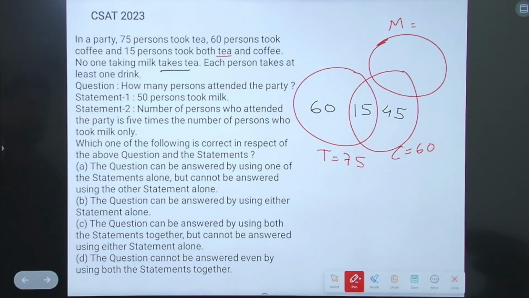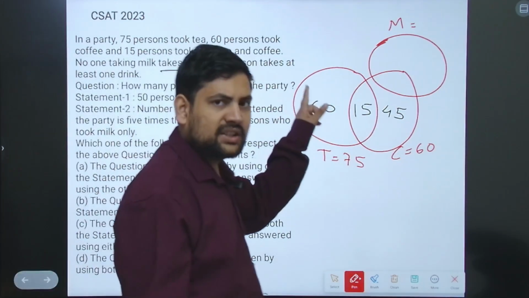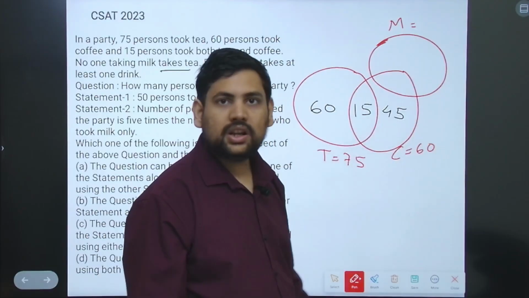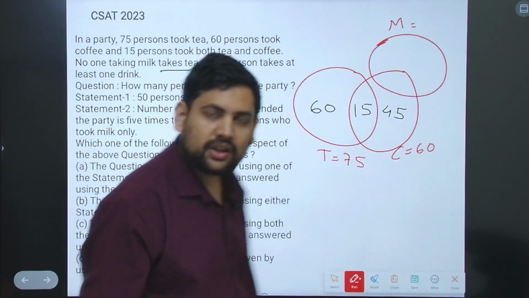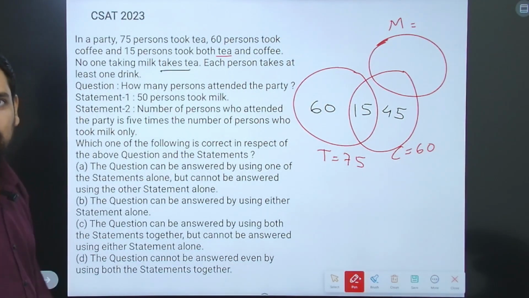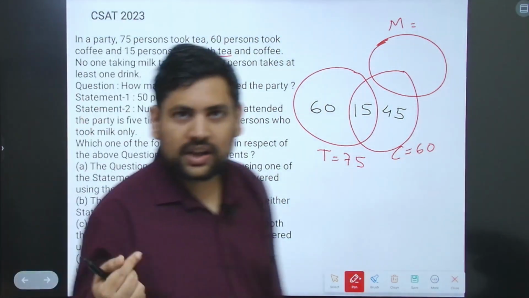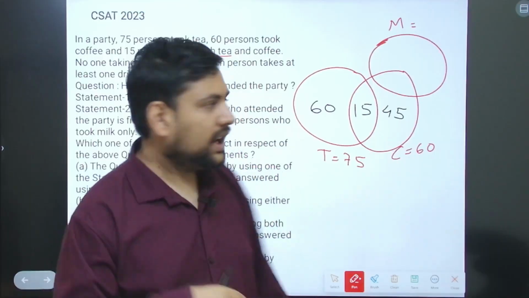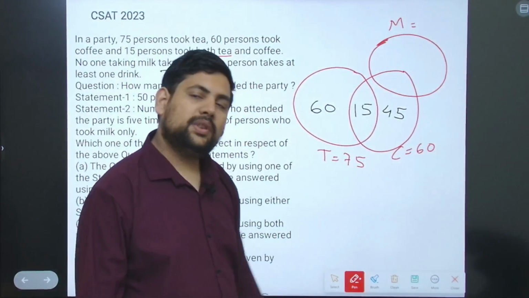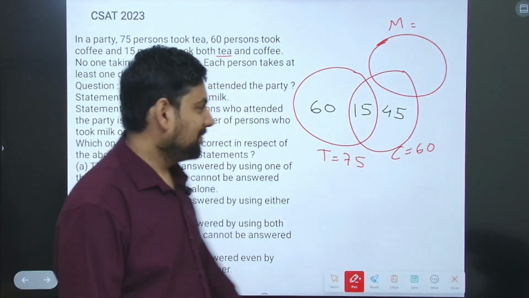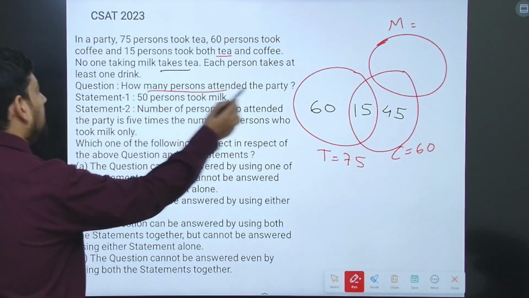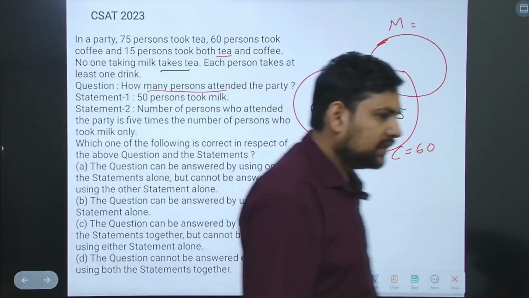Now it says each person takes at least one drink. That is, if I sum all these areas, then I will eventually get the total number of people in the party. Why? Because there is no one who is not taking any drink. So if I keep counting how many people take tea, coffee, like this, eventually I get a figure that is the total number of people in the party. Fine. Then it asks you how many persons attended the party.